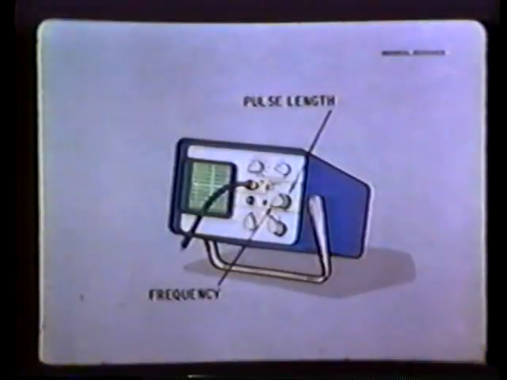Two more controls you should be aware of are pulse length and frequency. The pulse length control, also sometimes called a damping control, is used to adjust the duration or magnitude of the excitation pulse applied to the transducer. A shorter or lower magnitude pulse provides better resolution. A longer or greater magnitude pulse is used to penetrate thicker specimens. The frequency or tuning control is used to match the excitation pulse of the test instrument to the frequency of the transducer.